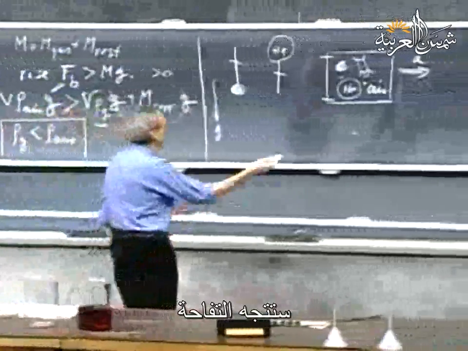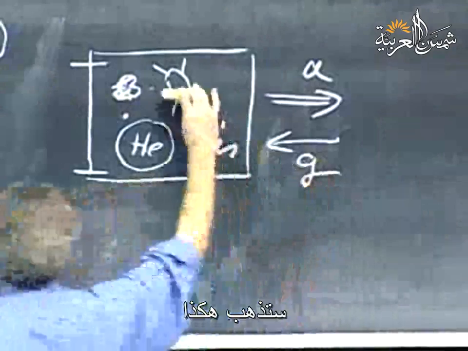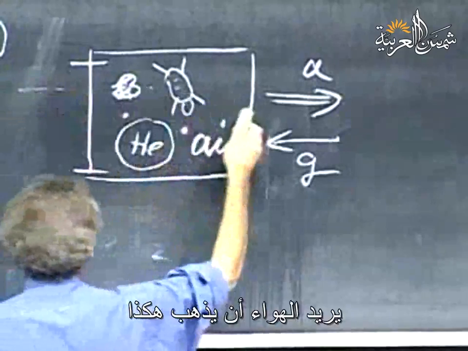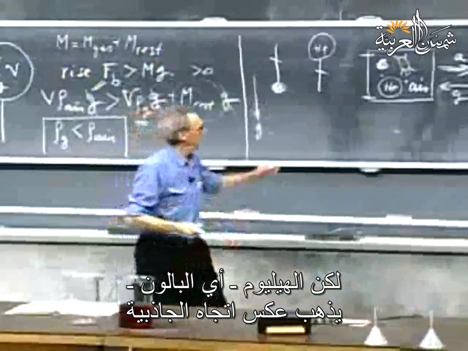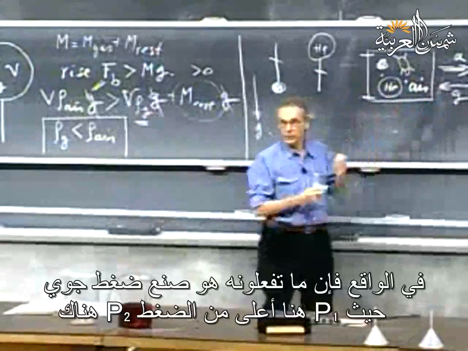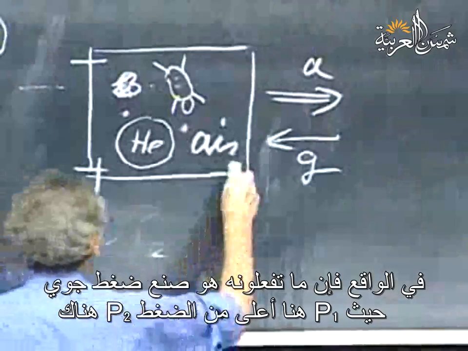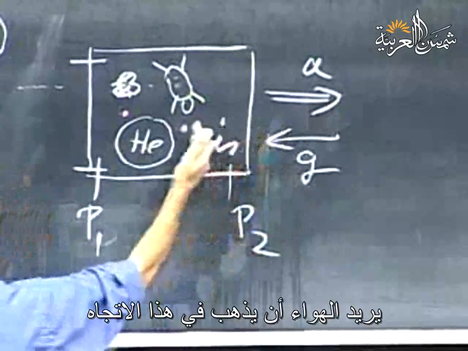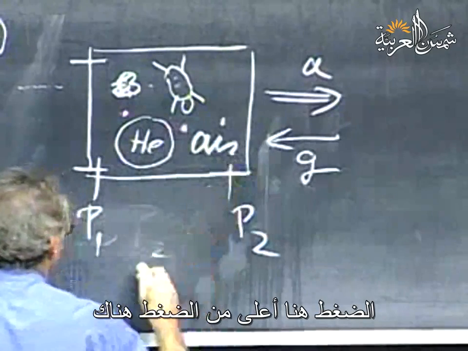The apple will go in the direction that it perceives gravity. The apple will go like this. I will go like this. The air wants to go like this. But helium, balloon, goes in the opposite direction of gravity. So helium goes in this direction. In fact, what you're doing, you're building here an atmosphere. A pressure P1 here will be higher than the pressure P2 there. The air wants to go in this direction. The pressure here is higher than the pressure there.